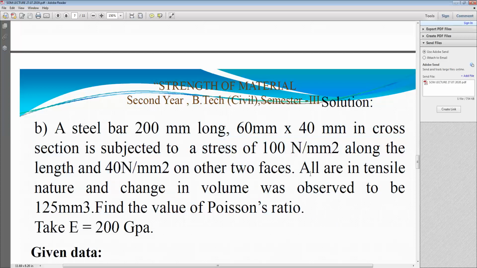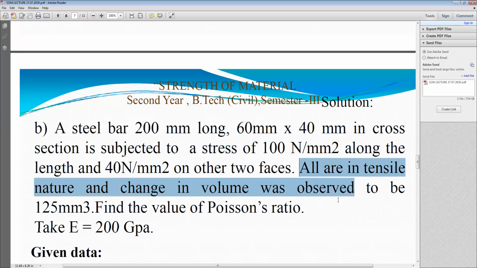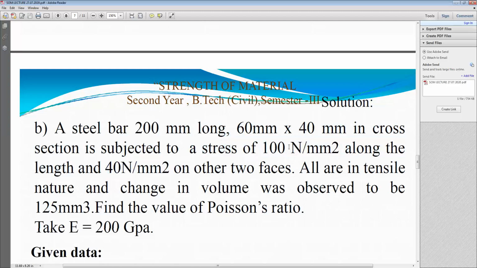Okay, so for our next sentence, you have to write it in your notebook: all are in tensile nature. It means sigma 1, sigma 2, sigma 3 all have tensile nature. So take tensile nature as positive and compressive as negative. Vice versa, you can take positive as compressive and negative for tensile. But for simplification, take tensile force as positive.